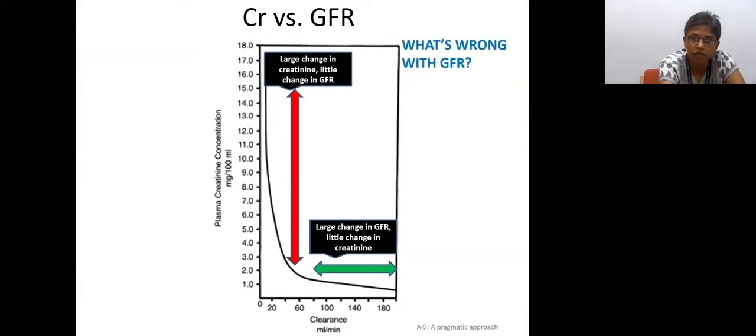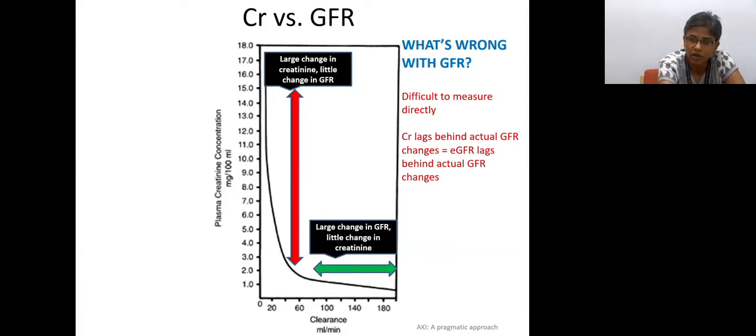What's wrong with GFR? First of all, GFR is very difficult to measure directly. As anyone who has tried to do a 24-hour urine collection will tell you, it's prone to a lot of errors, and it's not really practical. And if you try to use an estimating equation, all the problems that there are with creatinine are true for the equations that you use.